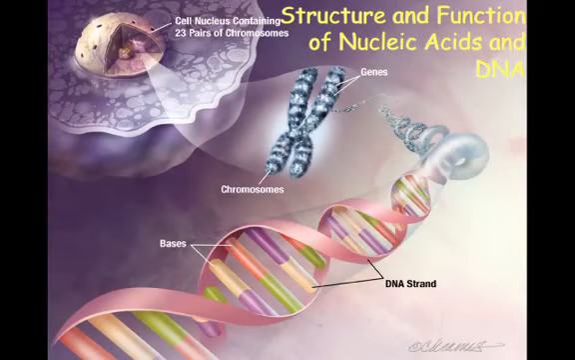So what we're going to be talking about today is the structure and function of nucleic acids and DNA. This picture right here shows you where DNA is located. DNA is found inside of the nucleus of the cell, and when DNA is all wound up, it forms chromosomes, and the chromosomes have genes on them, and those are the little banded patterns that code for every protein that you have in your entire body.